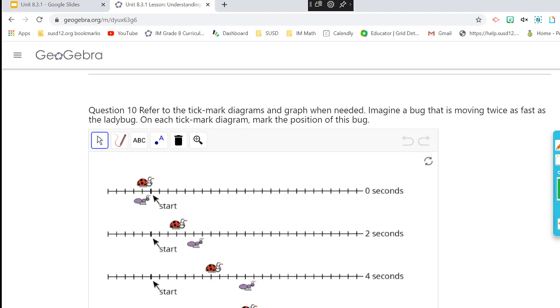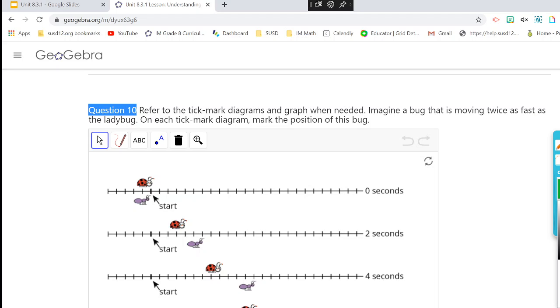Question number 10. Refer to the tick mark diagrams and graph when needed. Imagine a bug that is moving twice as fast as the ladybug. On each tick mark diagram, mark the position of this bug. Okay, let's imagine a bug twice as fast as the ladybug.